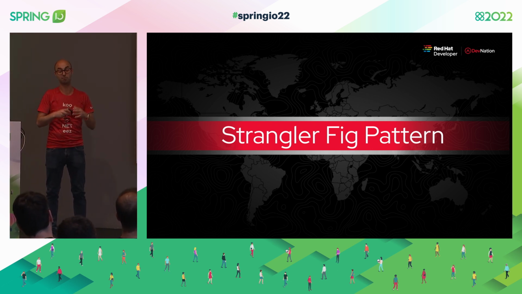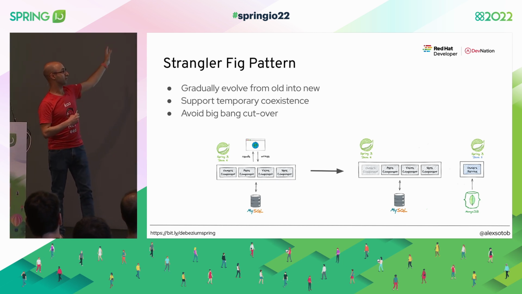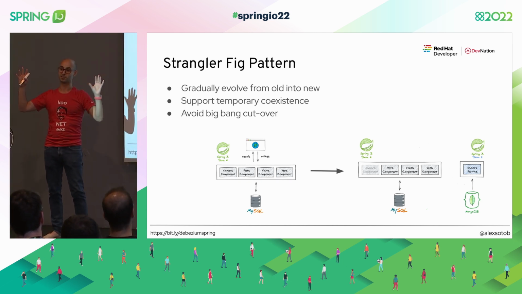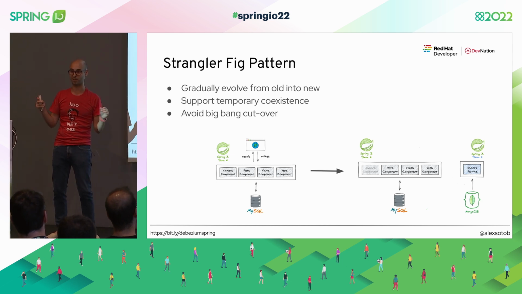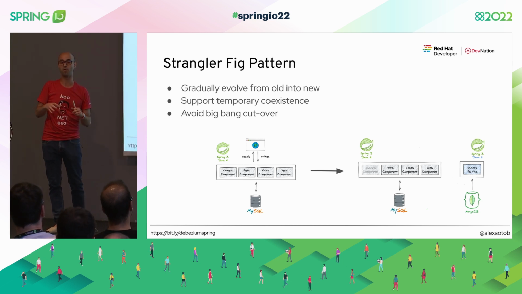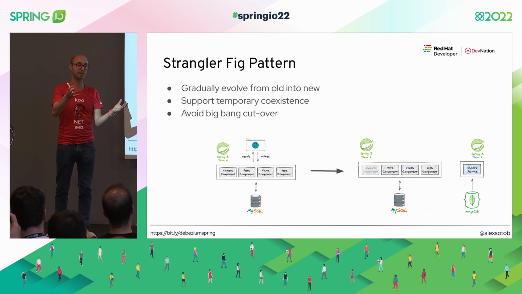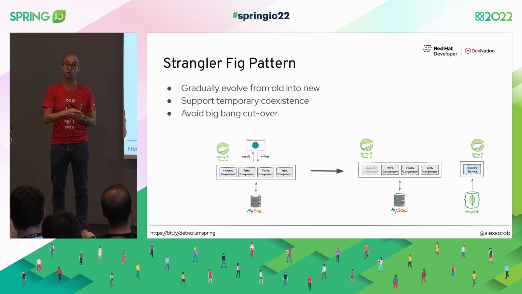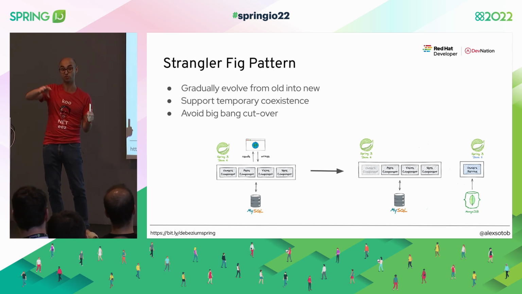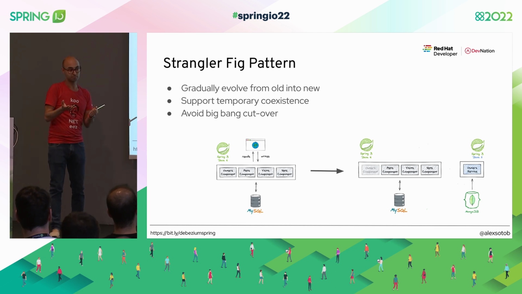This is another pattern that comes because of microservices, and it is used to gradually evolve from an old monolith application into a microservices architecture. I'm sure that most of you, someday, face the problem of, okay, we've got the monolith and someone decided that it would be a good idea to break it down and create a microservices architecture. And yeah, that's fine. But how can we do that?